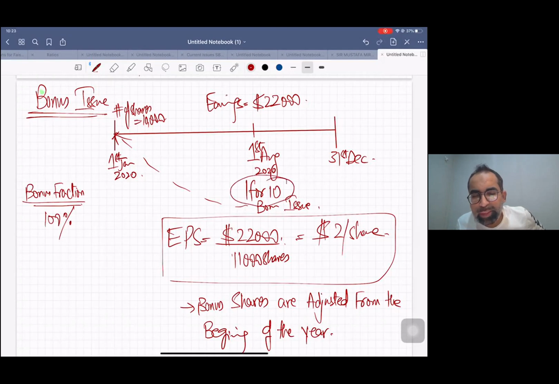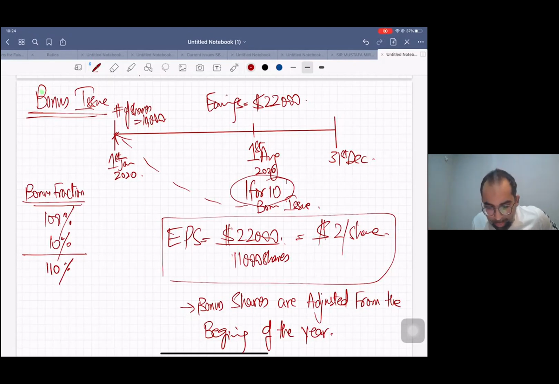We made a new bonus issue of 1 for 10. 1 for 10 means 10%. That means we issued new 10% shares. So 100% plus 10% makes 110%, okay? I repeat, existing number of shares were 100%. We issued new 10% shares. So 100 plus 10 is 110%.